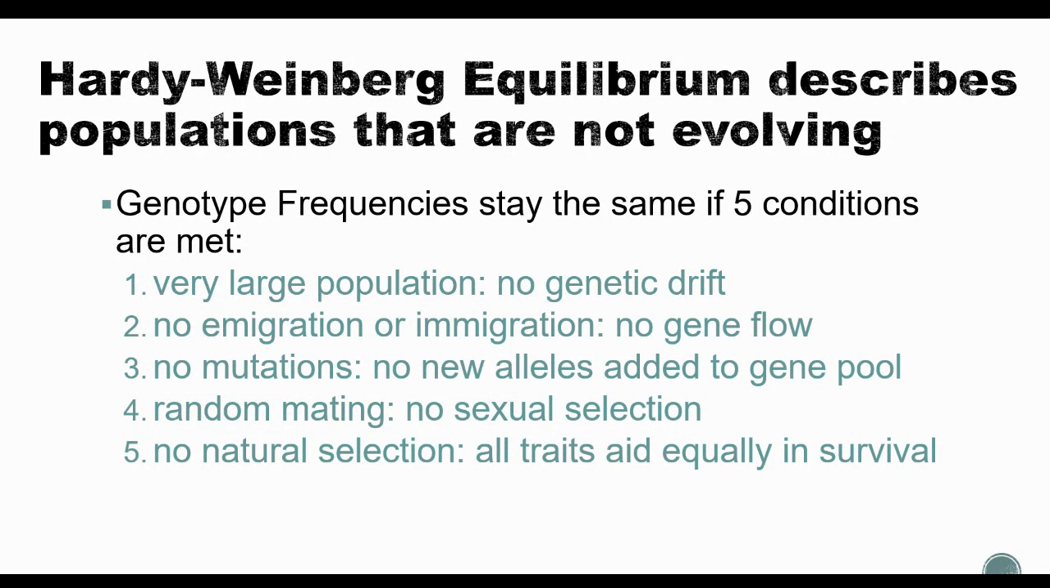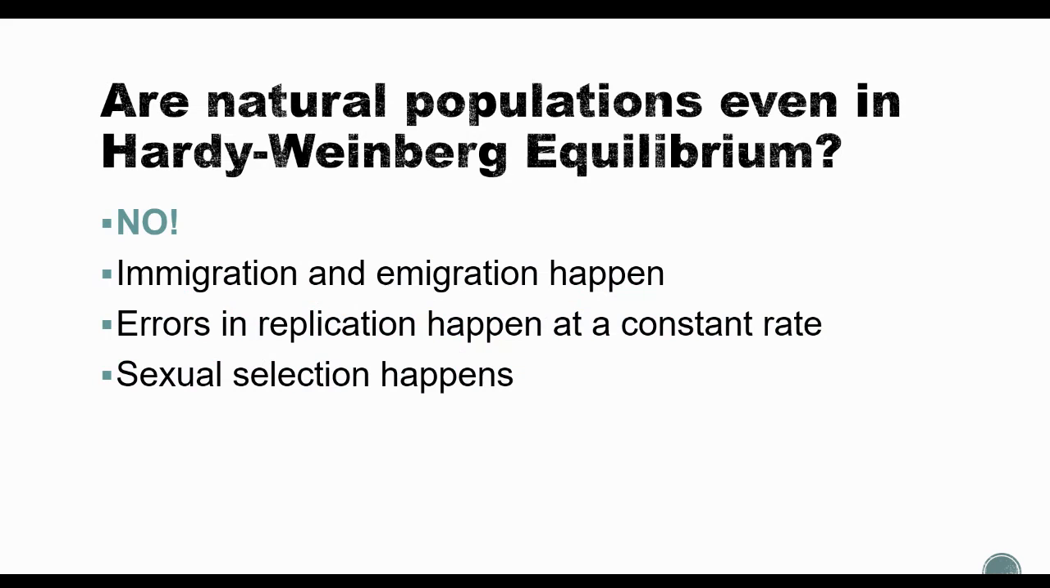It would have to be a very large population, so no genetic drift. It would have to have no emigration or immigration, so no individuals leaving the population, no individuals moving into the population. And I said people, but this could be animals or plants or whatever. No mutations, so no new alleles being added to the gene pool. Random mating, so that means no sexual selection, no selecting for the bird with the reddest feathers, none of that. And then no natural selection, so all traits should aid equally in survival. There should be no selective pressures on any of the traits.